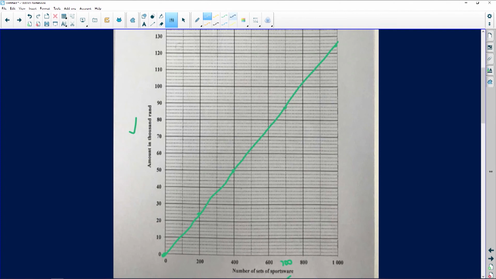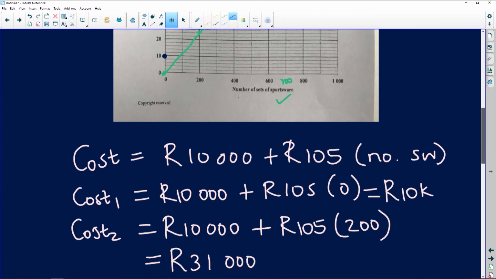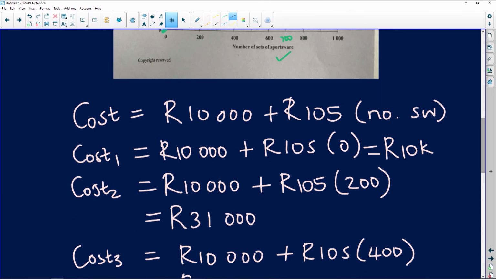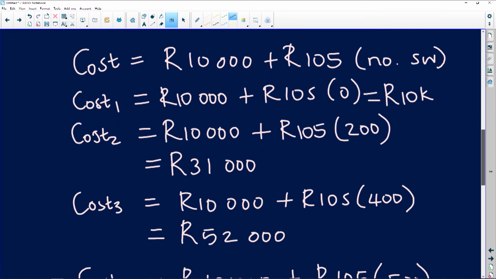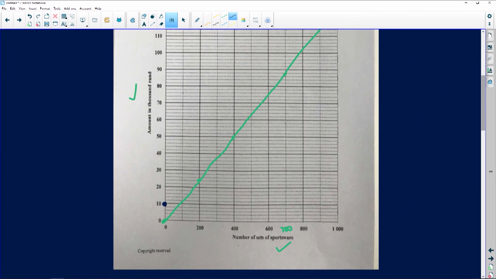So the first thing I'm going to do is try to change my color. And I know at 0, it's automatically 10,000. Don't forget that. Please don't forget that. It doesn't start at 0. And then I know that for 200 is going to be 31,000. And then the second one is 52. So 31,000 would be around there. And then for 400 is 52,000 around there.